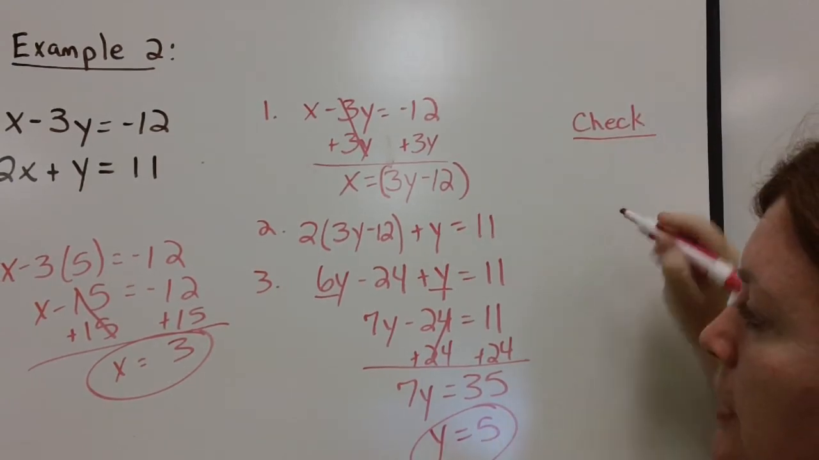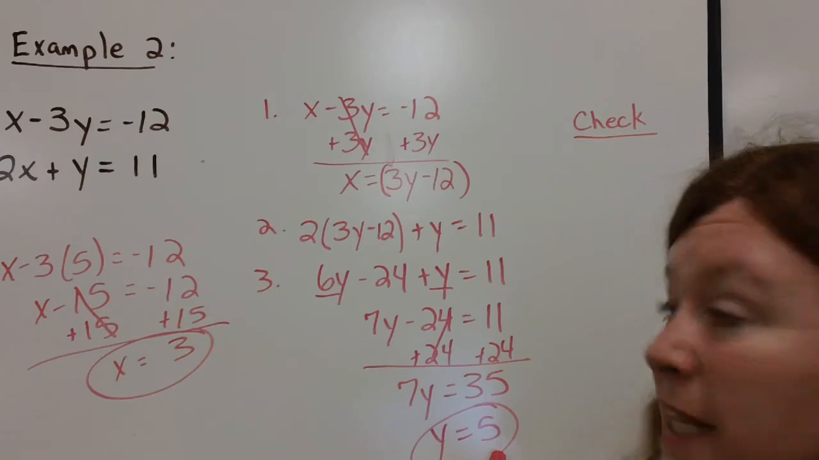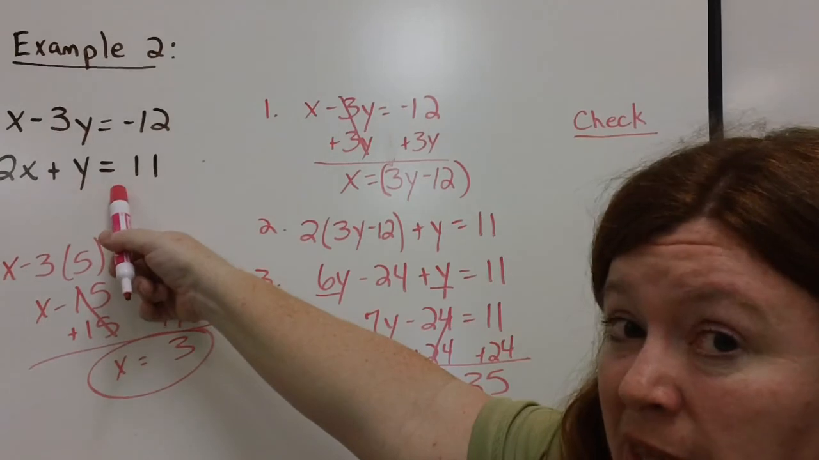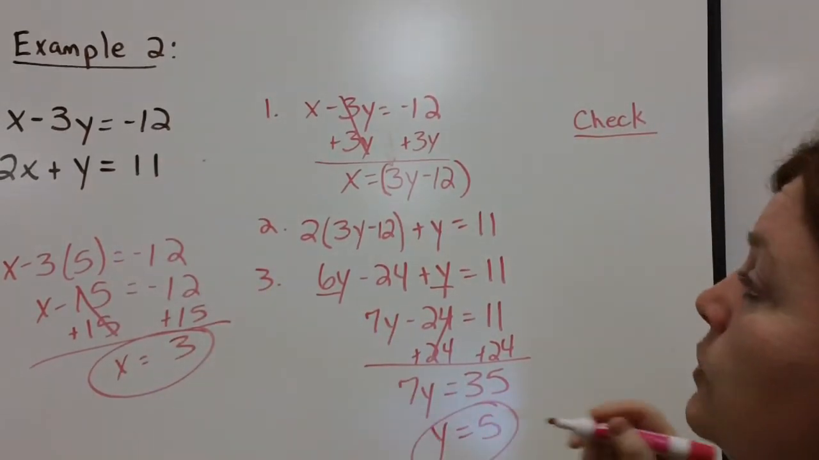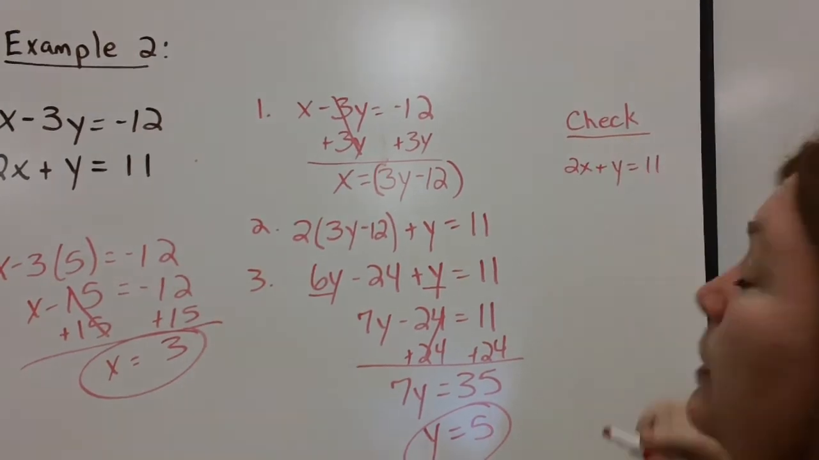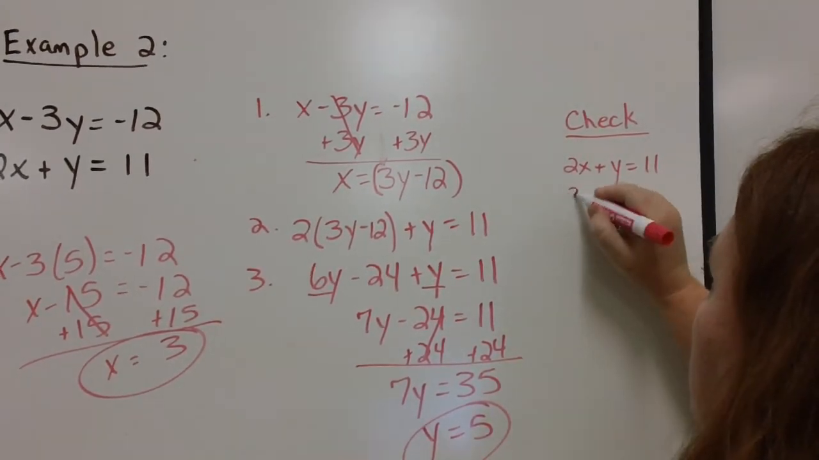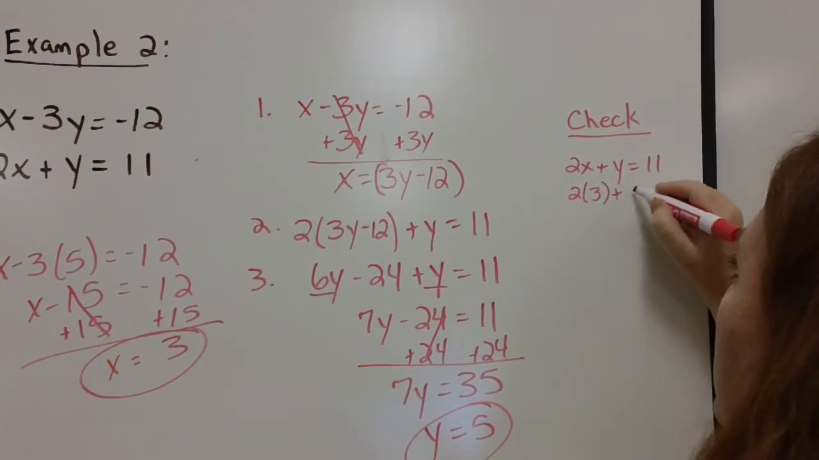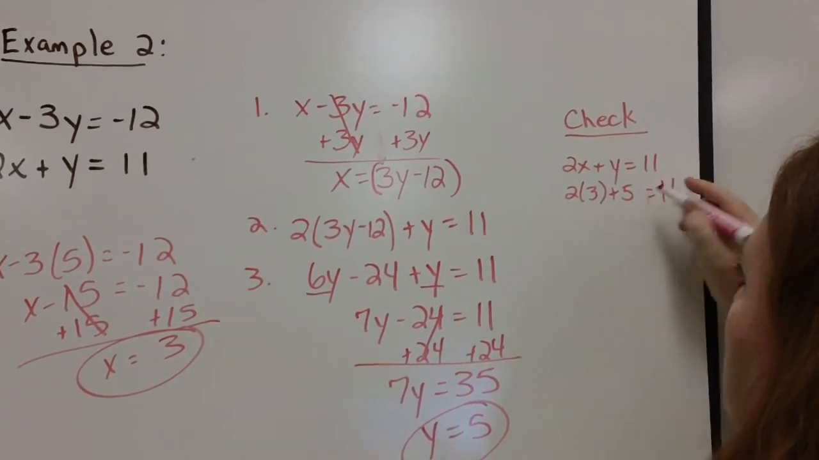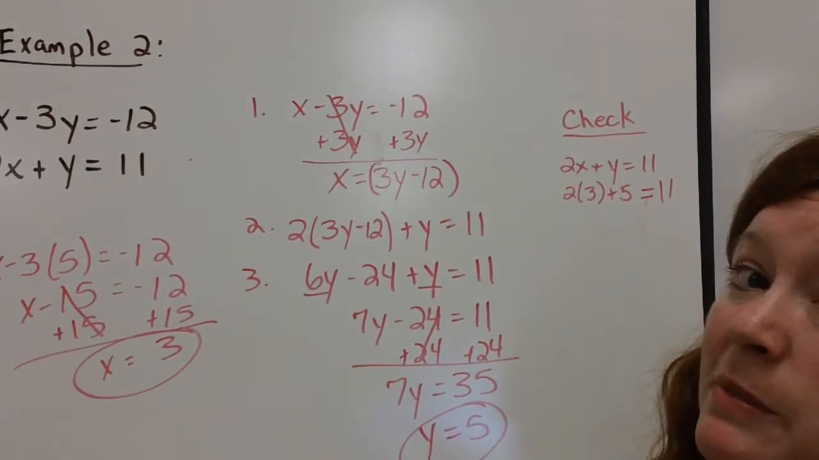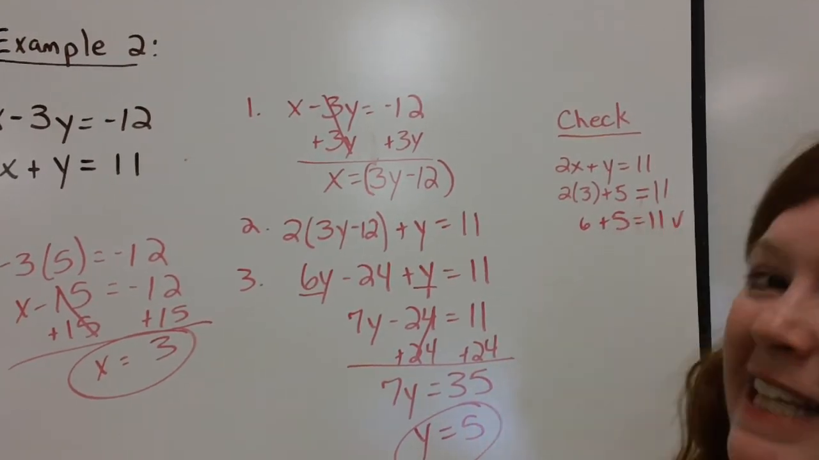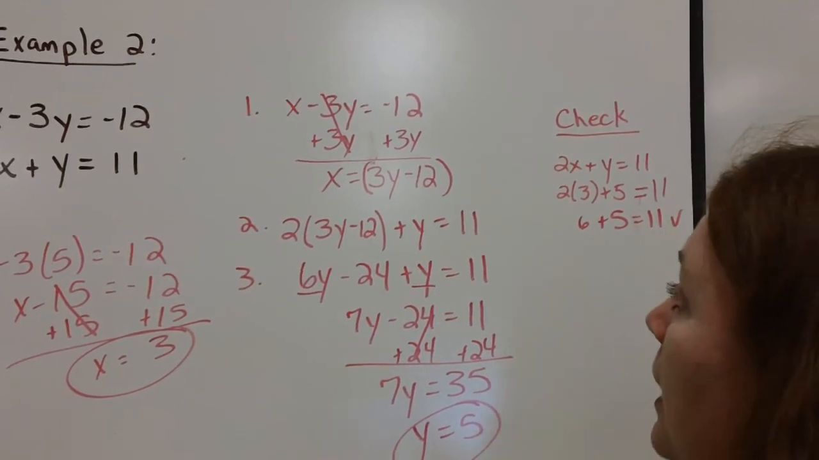Here's where I'm going to check my work. I plugged the 5 into the first equation to get my x. I haven't worked with the second equation, so I'm going to use that one. 2x plus y equals 11. I'm going to plug in for x a 3 and for y a 5. I didn't need that parenthesis there. 2 times 3 is 6, plus 5. Does that equal 11? Yes. So I have the right answer.